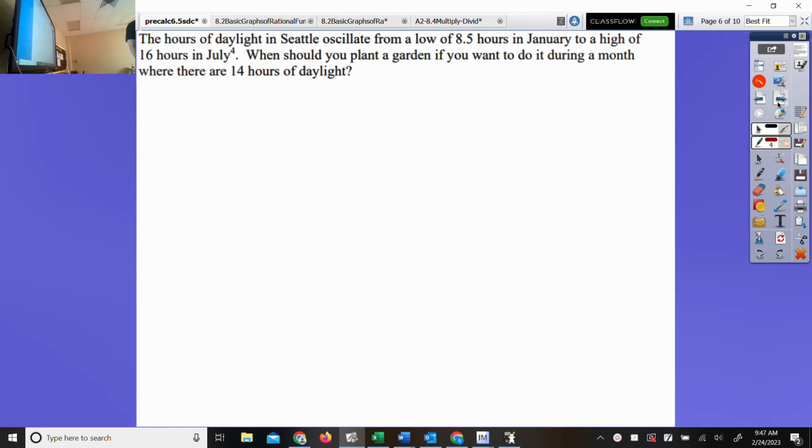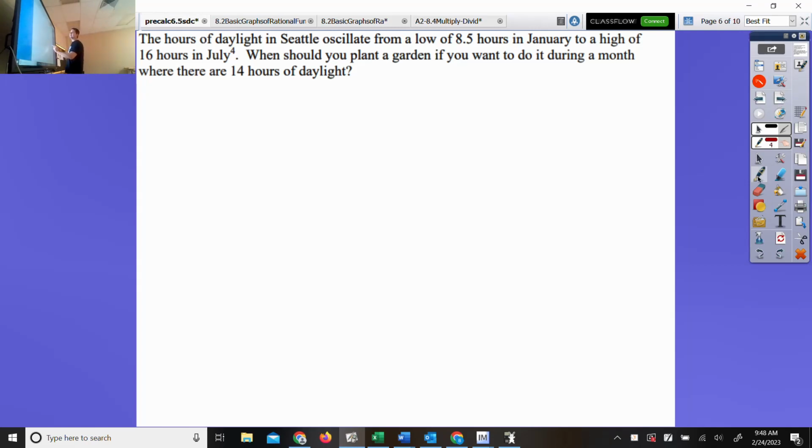The hours of daylight in Seattle oscillate from a low of 8.5 hours in January to a high of 16 hours in July. You probably never thought about sunlight like this, but dead of winter, at least around the sun, right? And then it starts growing until you peak at the summer solstice, and it starts doing what? Going down. I hate it for you, but even sunlight can be ruined by trigonometry.